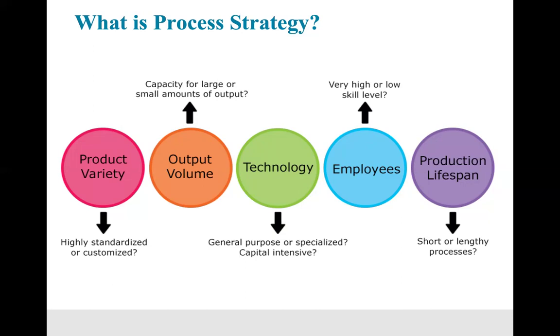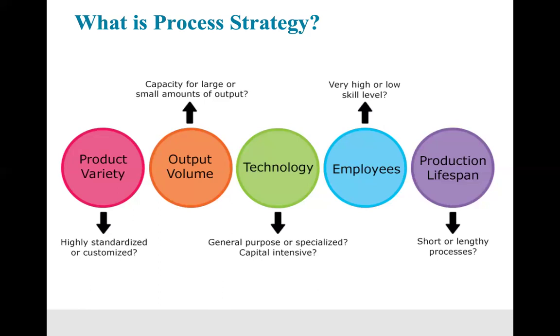Okay. Do you typically create a lot of output through your production or your service-based activity, or is it limited in nature? Okay. With regards to technology, again, I might want to know, does the equipment or the automation we have, is it general purpose, meaning that it can be used across multiple product lines, or is it specialized and specific to a given product or service requirement?